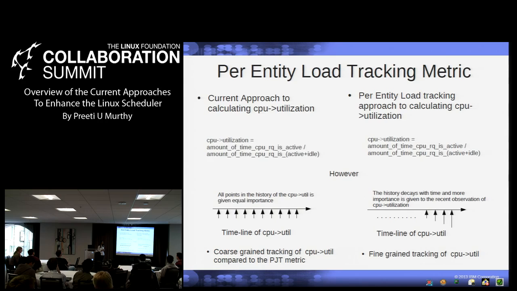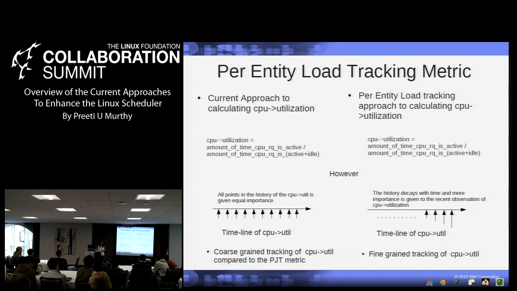He introduced a set of patches which brings this. Actually, it's currently in the main line. It's been upstream. The only thing is that it's not being used in the load balancing and power aware scheduling yet in the main line. So I would like to introduce Paul Turner's metric here and brief you all about what exactly it is.